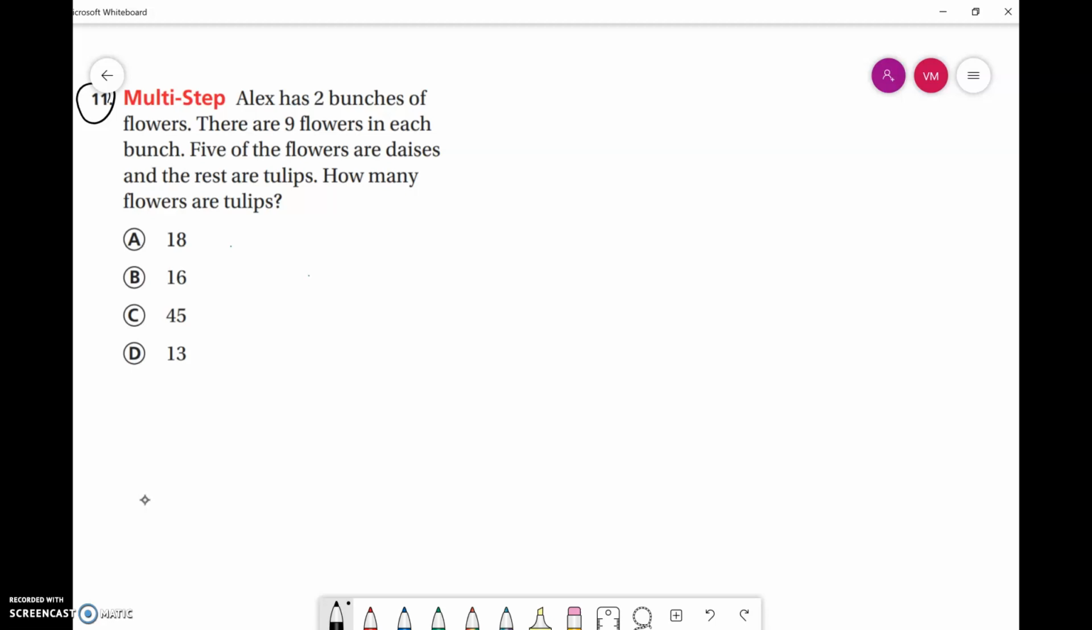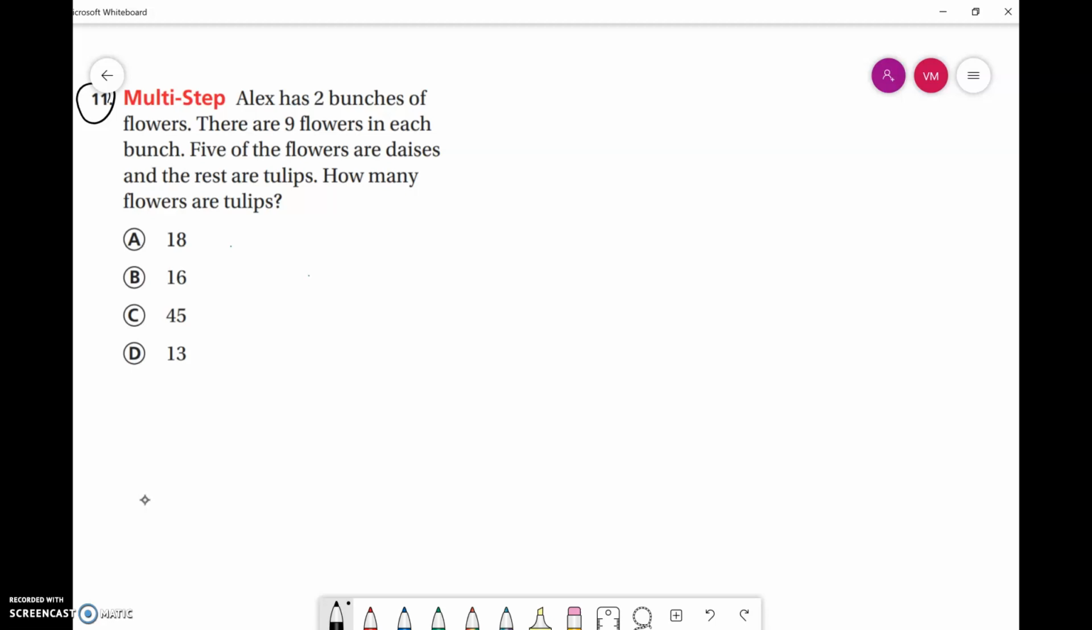Alex had 2 bunches of flowers. There are 9 flowers in each bunch. 5 of the flowers are daisies and the rest are tulips. How many flowers are tulips? So I'm going to go over that hint again. It has to be sequential. So when I'm reading it, I want you to start thinking about your first step, second, third, and fourth, like beginning, middle, and end, like a Miss Canales classroom.